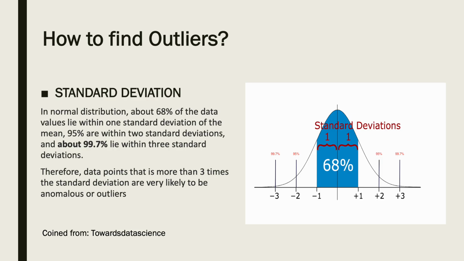So how do we find outliers? One of the ways you can find outliers is by the use of standard deviation. In the normal distribution, 68% of the data should fall within the first standard deviation and about 99.7% should fall within the third standard deviation. Any value that's outside of the third standard deviation is considered to be an outlier.